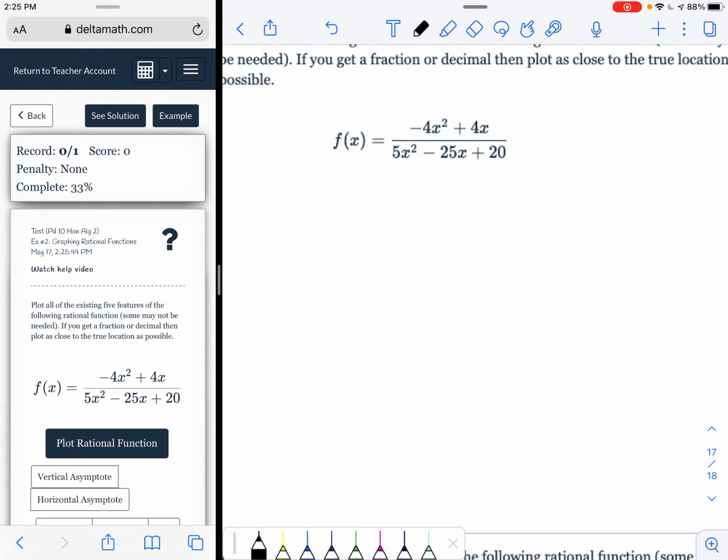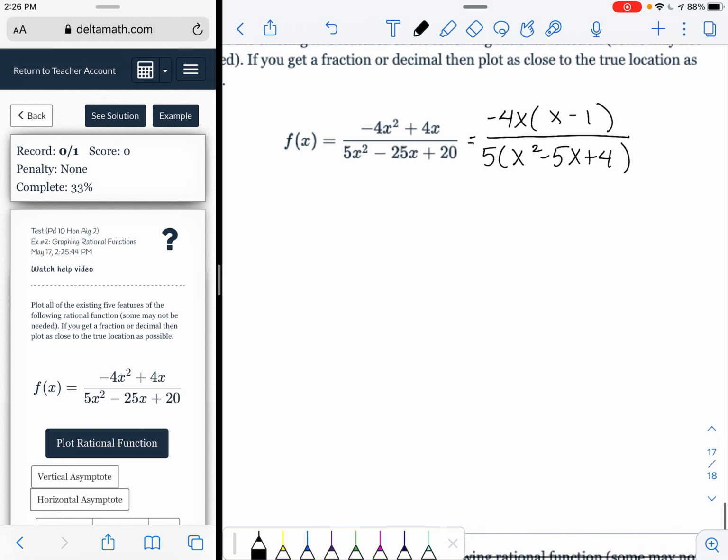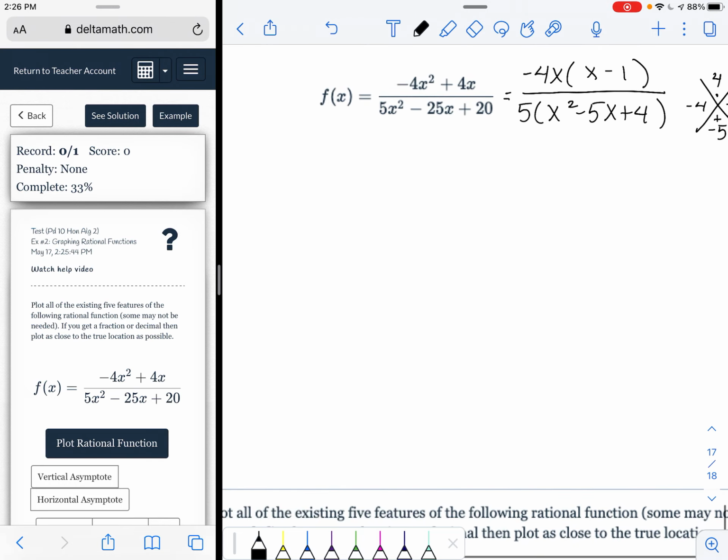Okay, so the first thing we always want to do is factor. I'm first going to look for a GCF in the top, so I can take out negative 4x. That's going to leave me with x minus 1. Remember, we're dividing it by negative 4x, so that's how it simplifies out. And then in the bottom, I can take out a 5. So I'm going to get x squared minus 5x plus 4. And then because I have an x squared left in the bottom, I can do my big X. I want to multiply to 4 and add to negative 5. That's going to be negative 4 and negative 1.